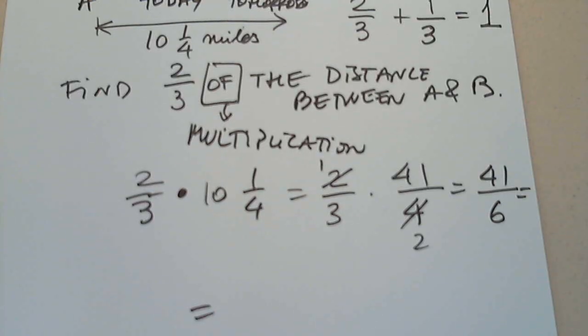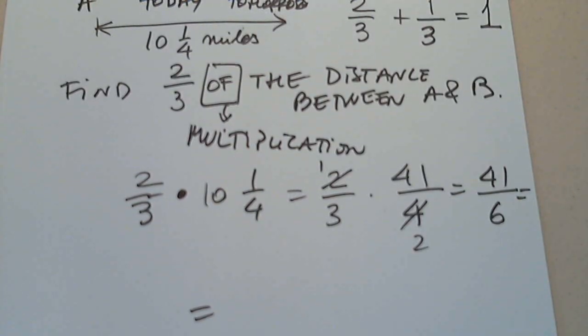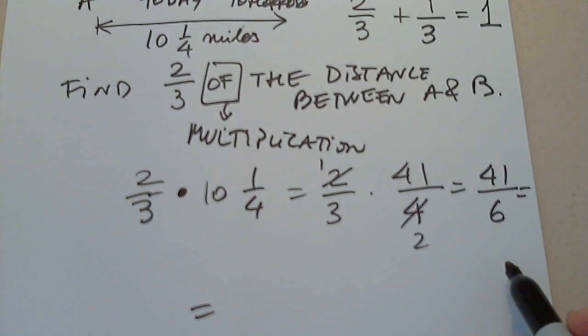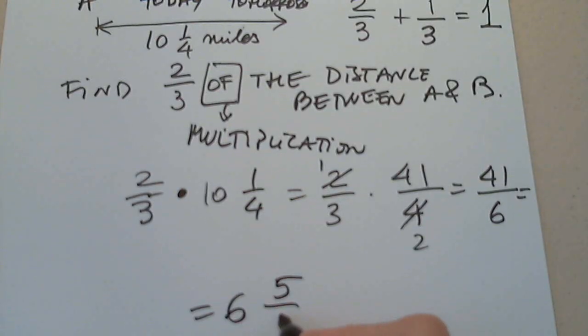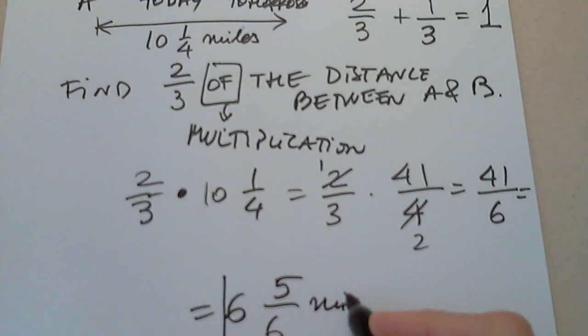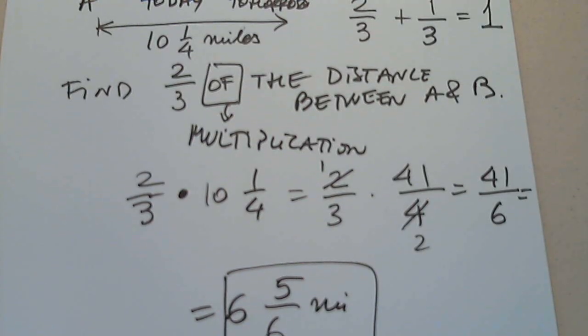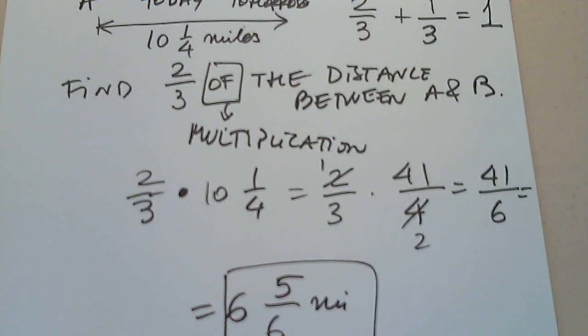It's a silly example with the driving because it's 10 miles and 1/4. It's not 2,000 miles or 1,500 or so. So we have 41/6. So we have 6 times 6 is 36, and the remainder is 5. So this is miles. So in my silly example, I would have to drive today 6 5/6. The rest till 10 1/4 tomorrow.